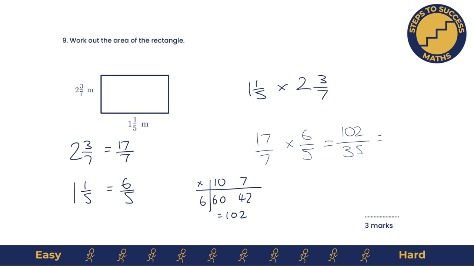Now let's write it as a mixed number. So I'm going to write the 35s down because they're quite hard. So I've got 35, 70, and then 105. So I can see it goes in twice, and then I'll have 32 left over. So 32 out of 35.